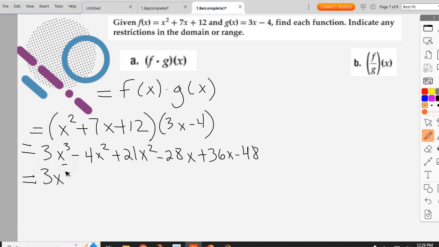So remember, now we want to combine like terms. So what are we going to end up with for our x squareds? Positive? Yeah. So I get 17x squared. What are we going to end up with for our x's? 8x. And then the negative 48 is just by itself. That would be our final answer. Questions on that?